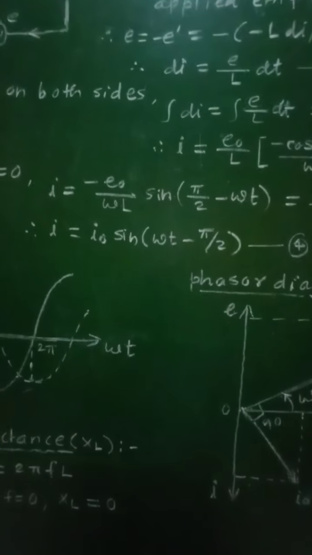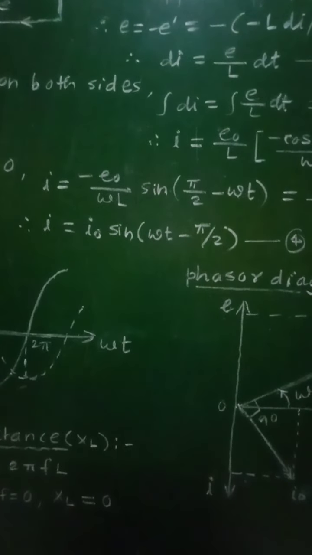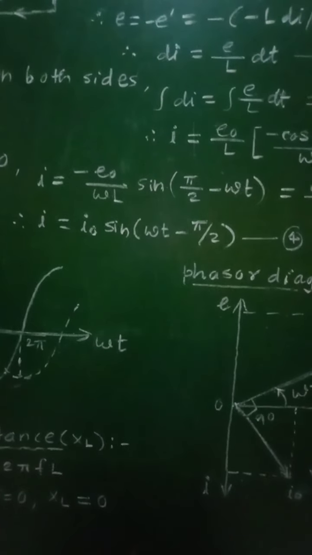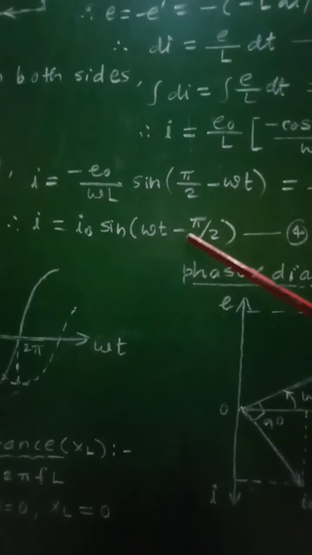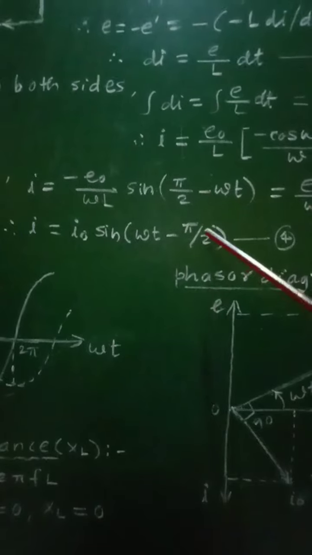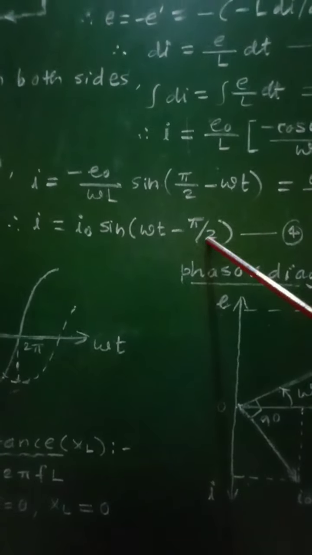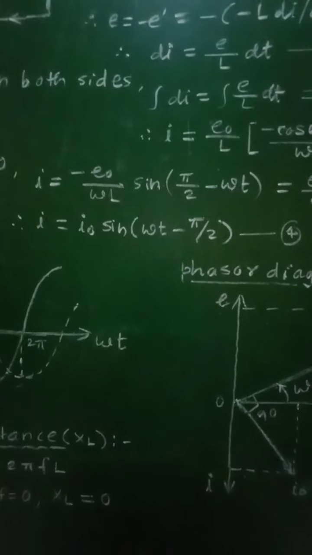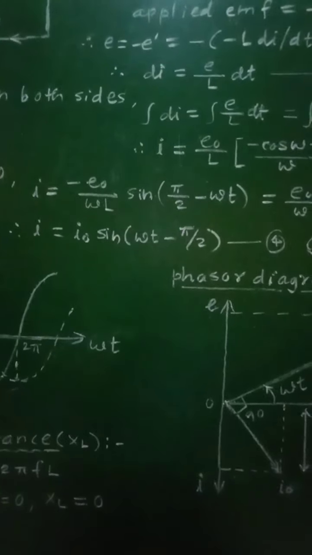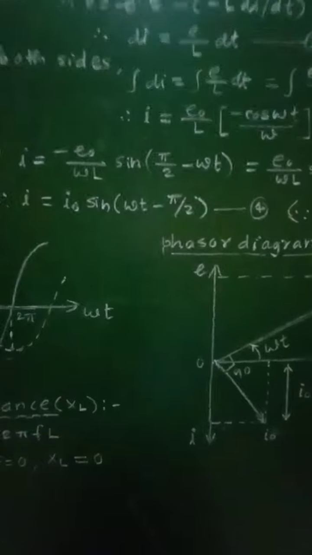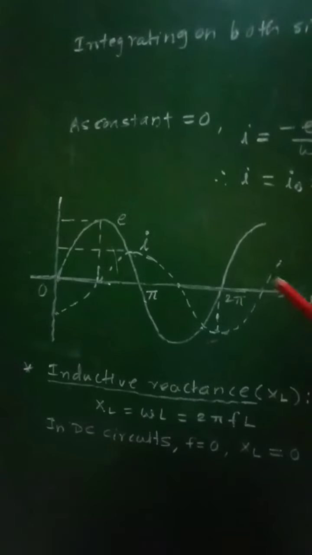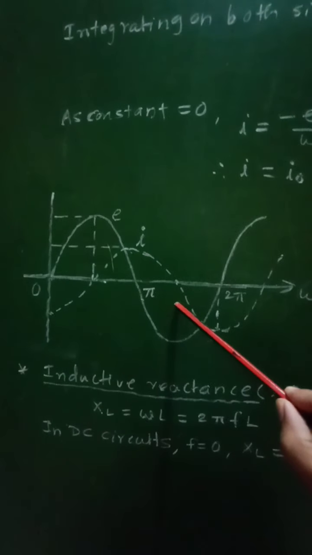or the voltage across the inductor L will lead the current by a phase angle of pi by 2. So current lags behind EMF by pi by 2, or the EMF leads the current by a phase difference of pi by 2, and therefore the graphical variation of the EMF and the current is as shown.